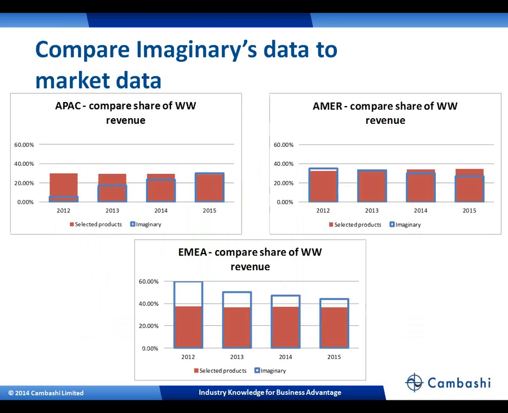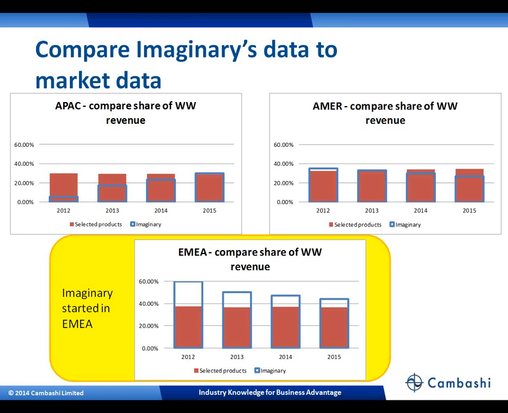This is the same data as the previous slide, but I've created one bar chart for each region. The red blocks are the same regional share data. They show the combined regional share for the 11 competitive product lines. I've added in the equivalent data for Imaginary, shown with the blue boxes. There's a story behind the pattern here.